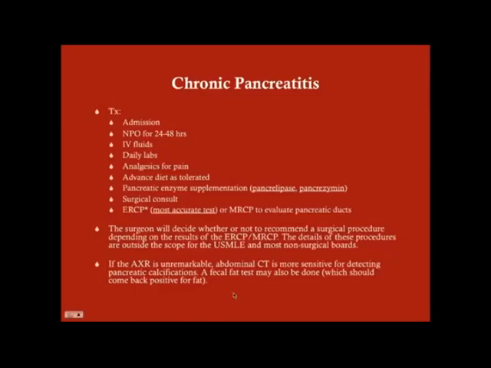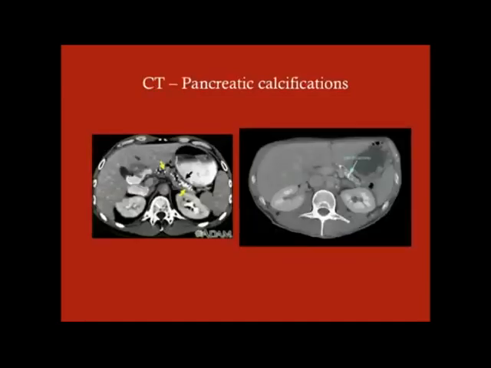You can also do a fecal fat test, and that will come back positive because, remember, they're not secreting lipase. So they're not secreting lipase. The fat is staying in their stool. So here's pancreatic calcifications on CT. Much easier to see here than on the abdominal x-ray.